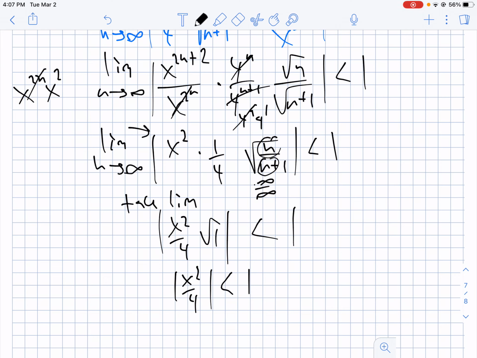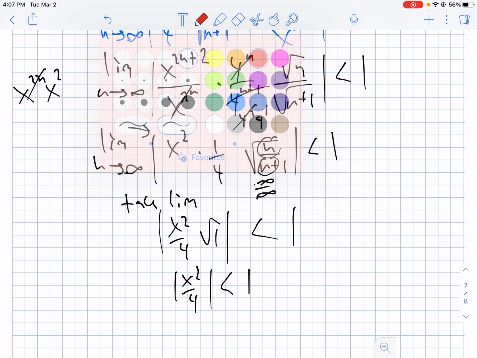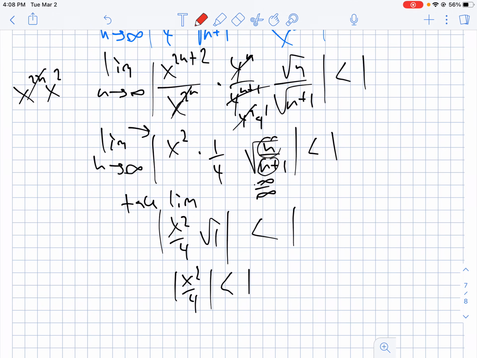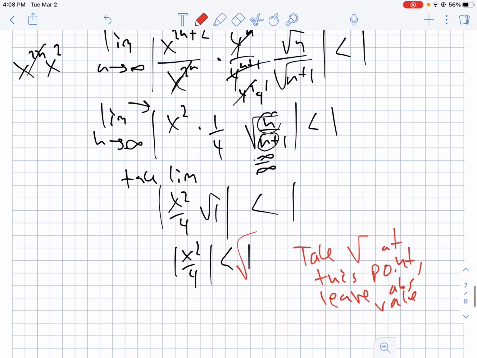Now, there are a couple different ways that you can try and handle this. The easiest thing that I would recommend is to take the square root at this point. Don't try and split it up first because you might get something weird with a negative. But take the square root at this point, once I've taken the limit, and then we're going to leave in the absolute value. So I'm going to take a square root of both sides. The absolute value stays in because of the plus or minus from the square root. So we're going to leave that in.